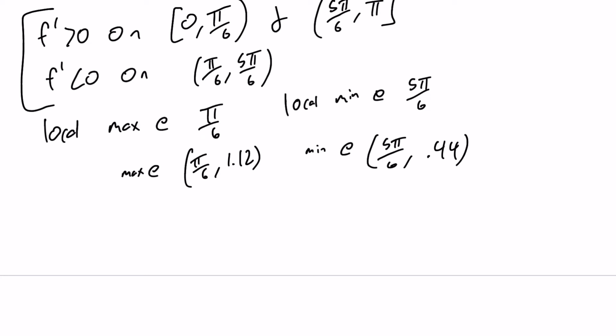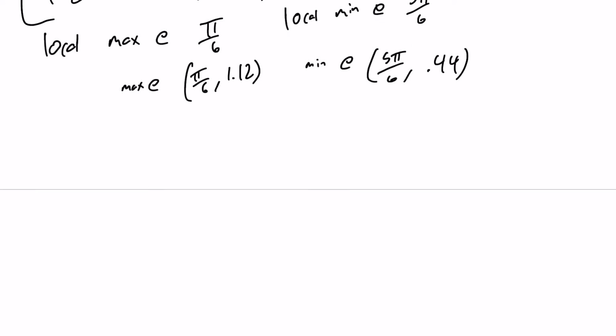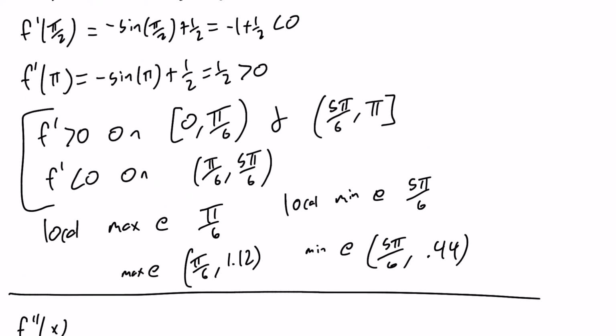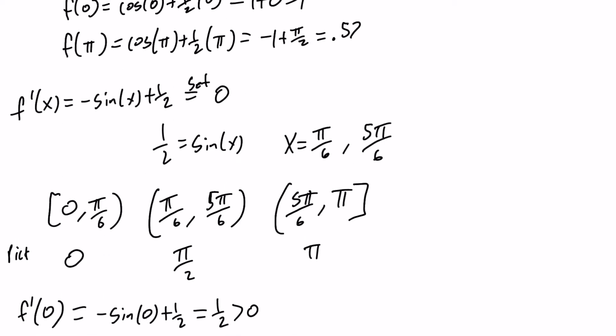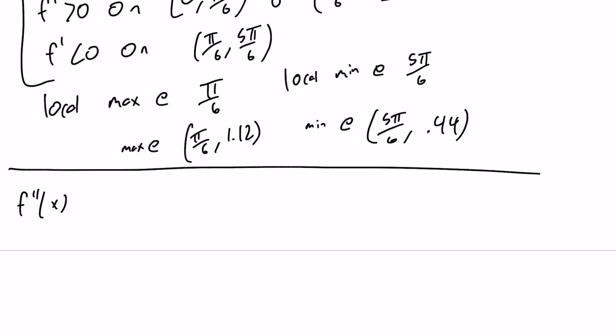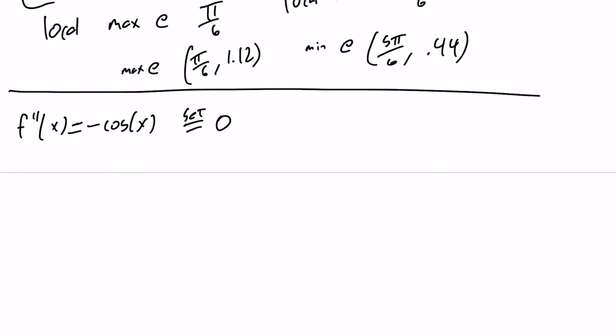And we can find our points of inflection using the second derivative. So if our first derivative is minus sine x plus 1/2, what is our second derivative? That's right, it's just minus cosine x. What we're going to do is we're going to set this equal to 0. So what values satisfy minus cosine of x equals 0? Well, it's just the one. x equals pi over 2.